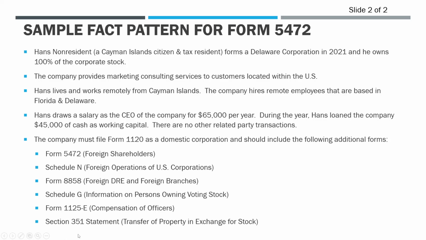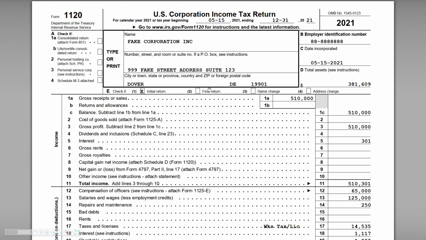And then because it's a first-year corporation, we would attach a Section 351 statement for the transfer of cash by Hans to the company in exchange for the stock. Okay, so now let's go to the return and we'll walk through those various pages. So the 1120, you prepare it very much like you would if it was just owned by U.S. persons, right? So this is page 1, so we have the company name, address, EIN, initial year return, right? Because this was incorporated May 15th, 2021.